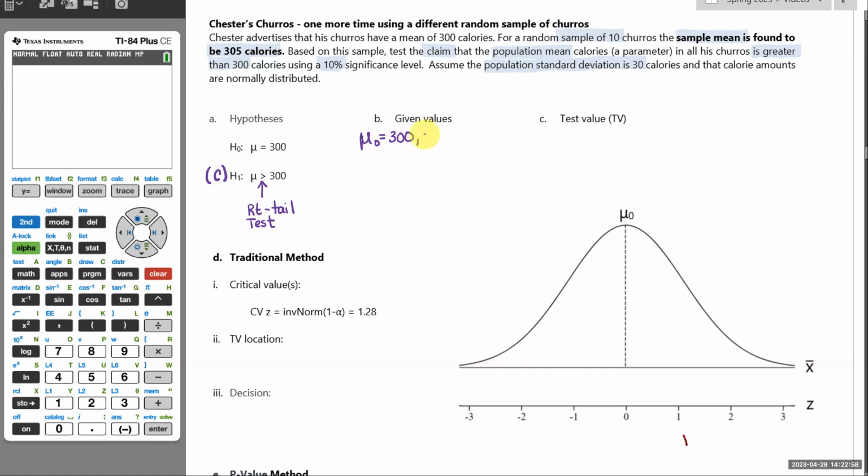They took a sample of 10 churros. The sample mean came out to be 305. That's x bar. They chose alpha to be 10%, 0.10, and sigma, population standard deviation, of 30.